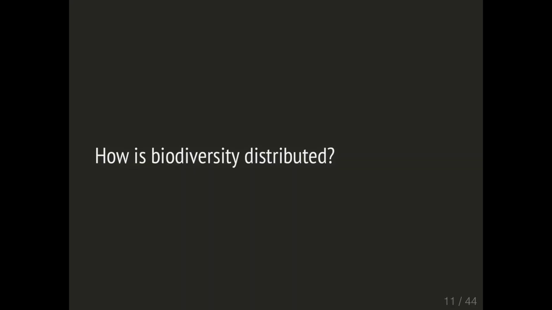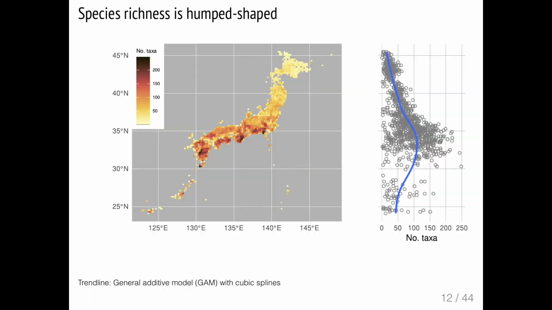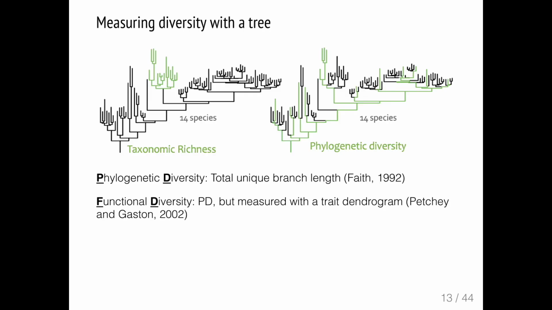Now for the first question: how is biodiversity distributed? Species richness shows a latitudinal hump-shaped pattern reaching maximum values on the island of Kyushu. This is a well-known pattern, and it is probably related to favorable climate for ferns combined with steep elevational gradients. So that's species richness. What about the other, less studied aspects of biodiversity? We measured phylogenetic diversity, or PD, with Faith's PD, which is the total branch length summed across all species in a community, and functional diversity, or FD, using Faith's PD on a trait dendrogram.